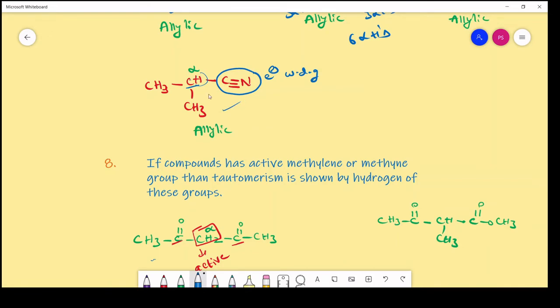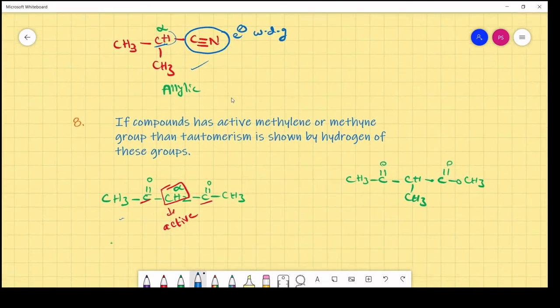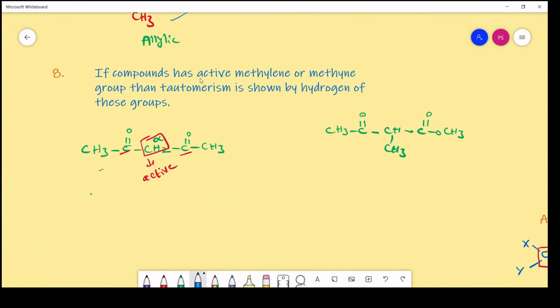Okay. Next point is, if a compound has an active methylene or methine group, then tautomerism is shown by the hydrogen of these groups. That means if a compound contains active methylene groups or methine groups, those methylene or methine groups participate in keto enol tautomerism.